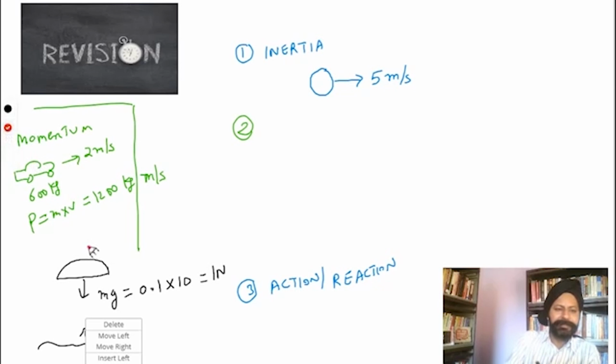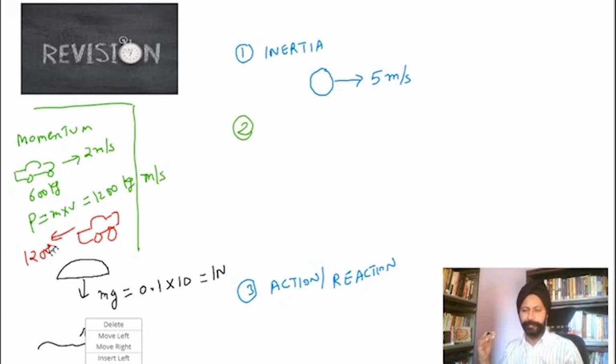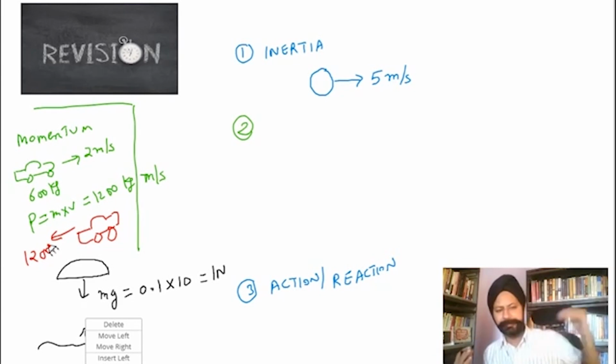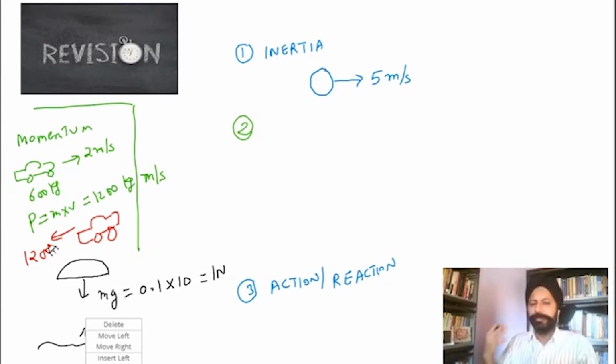That's another area where many students go wrong. If there is another car here and that also has the same magnitude of momentum, let's say it's going in this direction with 1200 kg meters per second, they don't have the same momentum. They have different momentum because one is going east, the other is going west. So you really have to take care of the directions when you're talking of momentum, because there is a change in momentum. If something is moving in this direction, coming back, it's a big change in momentum. It's basically positive to negative, right?